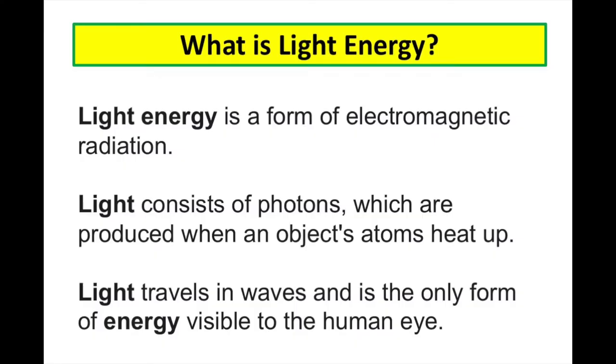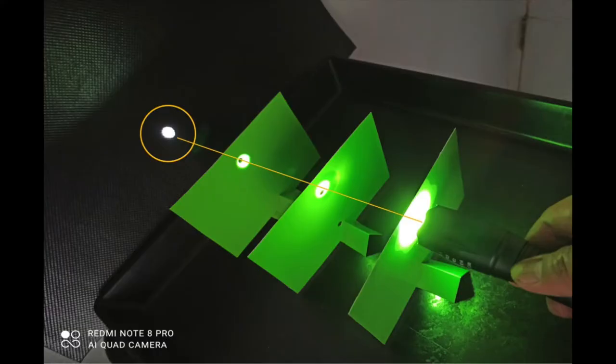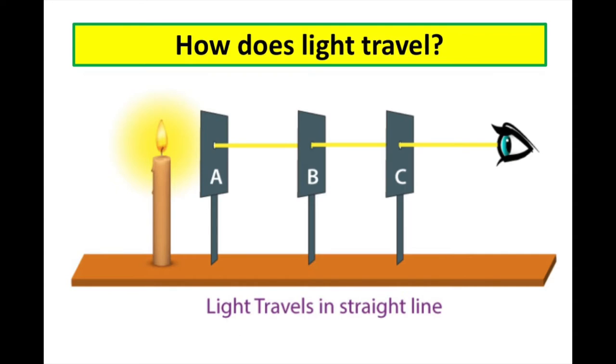Light energy is a form of electromagnetic radiation. Light consists of photons, which are produced when an object's atoms heat up. Light travels in waves and is the only form of energy visible to the human eye. Earlier in our experiment, you saw that light on the black background travels in a straight line as it passed through the tiny holes in the cardboard.